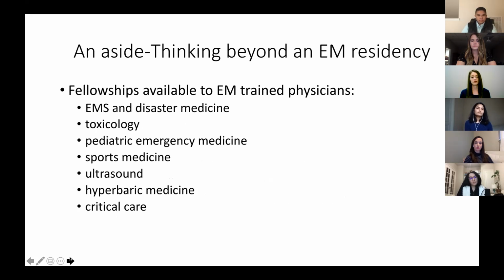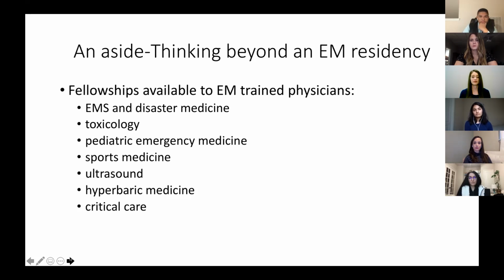This slide is a bit of an aside. The best way to think about this slide is beginning with the end in mind. This is something I never really thought about as a medical student. There are opportunities available to emergency medicine trained physicians beyond just emergency medicine residency. You can get fellowship trained in EMS, tox, pediatric emergency medicine, sports medicine, ultrasound, critical care. And you don't necessarily have to go through a pediatric residency to become a pediatric emergency medicine physician. You don't have to be an internist to do a critical care fellowship. So think a little bit outside the box and investigate these things as much as possible.